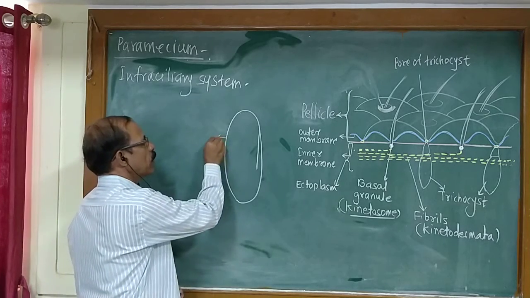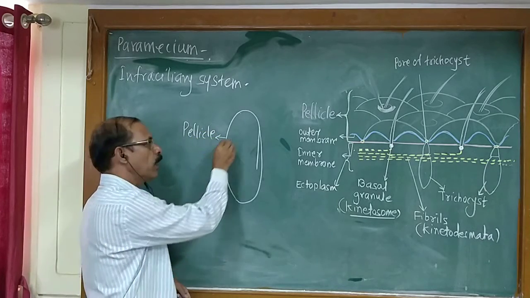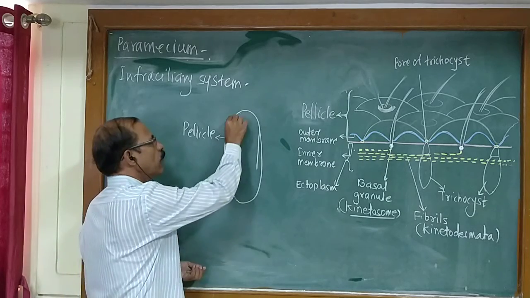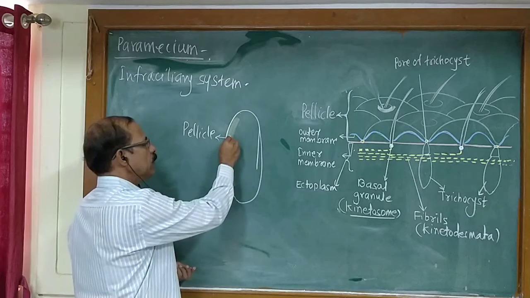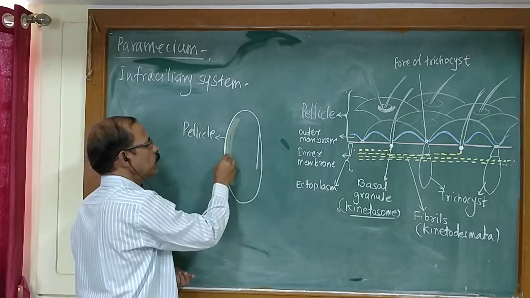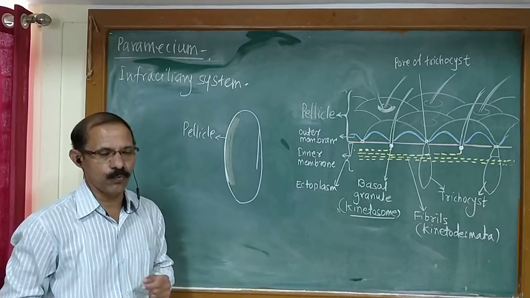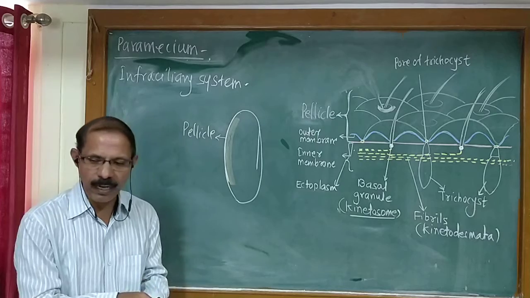This is the pellicle, the outermost body covering. And below the pellicle, the system lies in the ectoplasm. This is the layer of ectoplasm, and in this ectoplasm, the infraciliary system is present. Infra means below. Infraciliary means below the cilium. From where does the cilium arise?